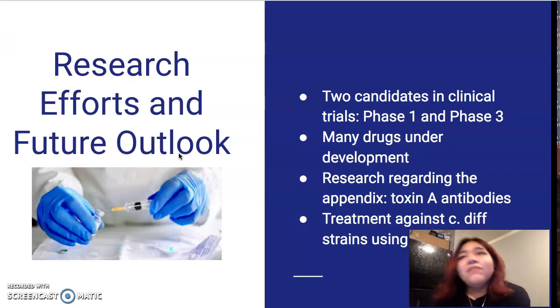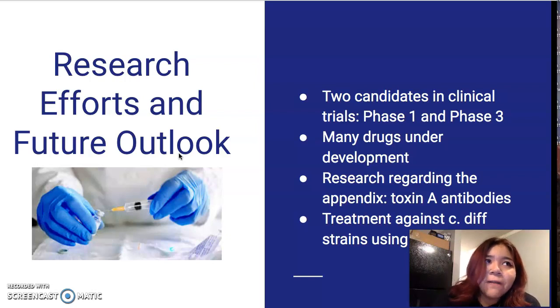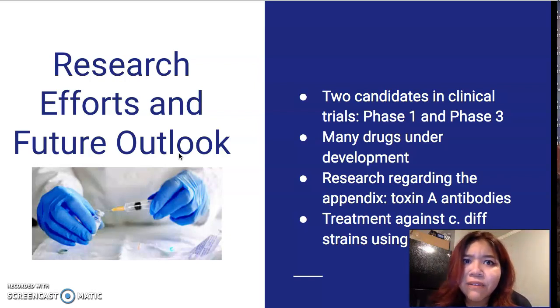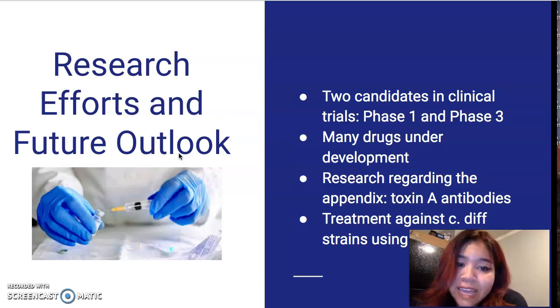Research efforts. Currently there are two vaccine candidates in clinical trials. There's one in phase 1 and one in phase 3. The phase 3 one, they were expecting results by September of this year. I haven't looked much into it, but I will. And that's crazy because phase 3, like, they're already giving it to thousands of people, so that's pretty good. It'll probably get approved.